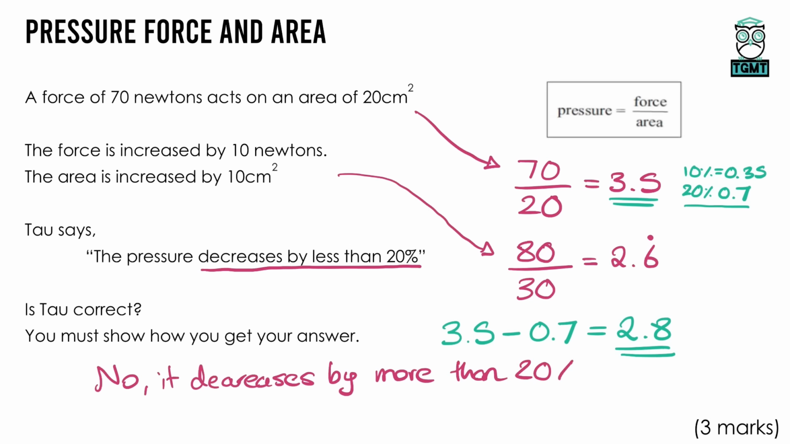We don't need to say what the exact percentage is. It doesn't ask us that. It just says is he correct or not. We've done the working out. We've shown that it decreases by more than 20%. So it's fine just to make that statement at the end.